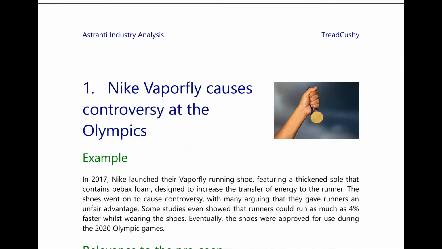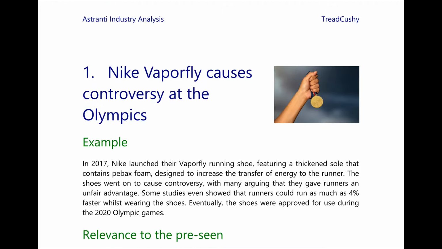So first of all, the Nike Vaporfly caused controversy at the Olympics. Why? Because it contained this innovative technology, a thickened sole containing this Pebax foam, which increased the transfer of energy to the runner. Now, these caused controversy because they were so effective, they actually gave runners what was perceived as an unfair advantage, although these were eventually approved for use during the 2020 Olympic Games.